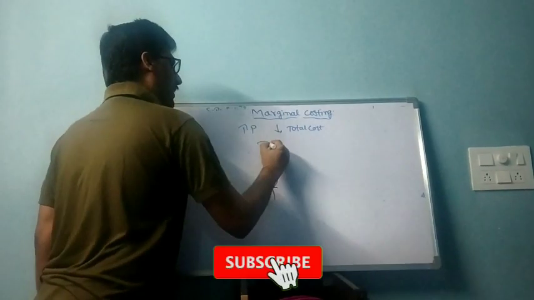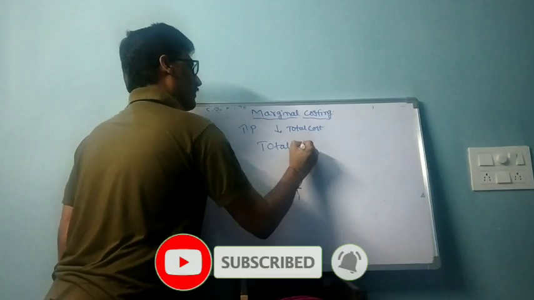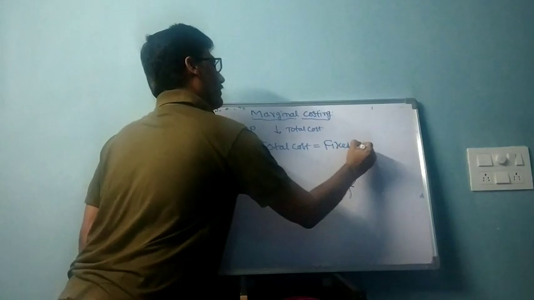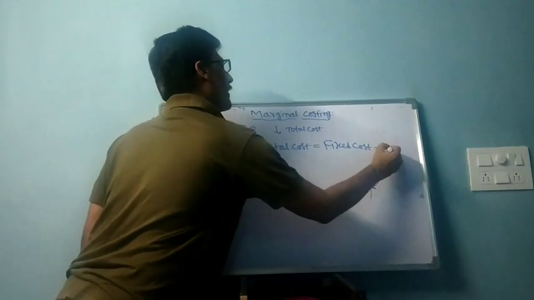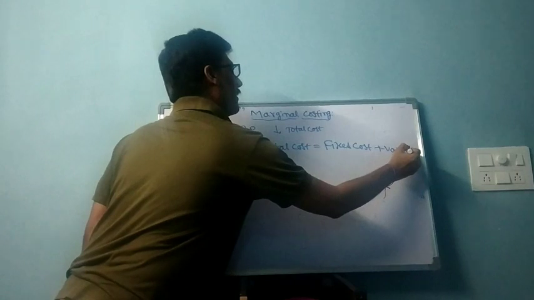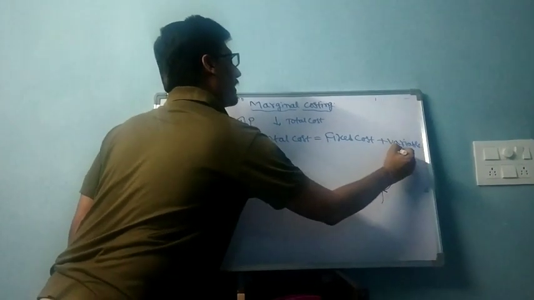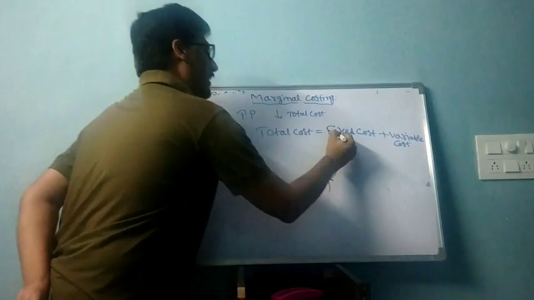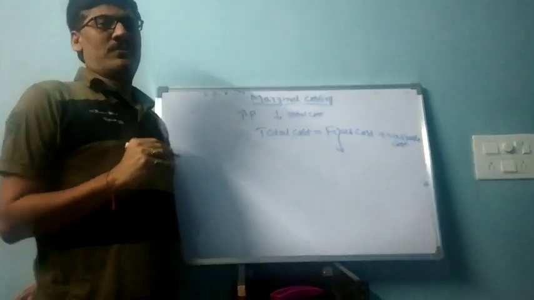Total cost is equal to fixed cost plus variable cost. Now I explain what is fixed cost and what is variable cost. The name itself is telling, the term itself is indicating the meaning. For example, let us understand what you mean by fixed cost.